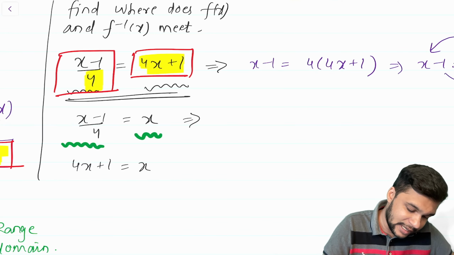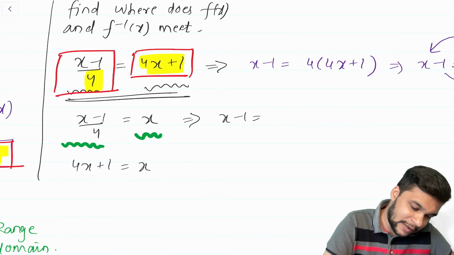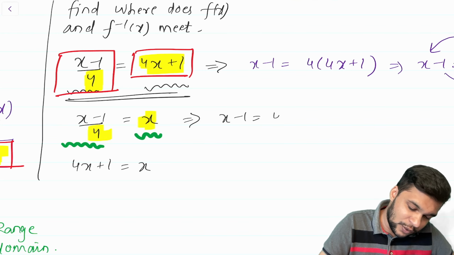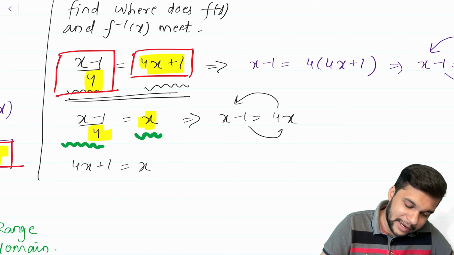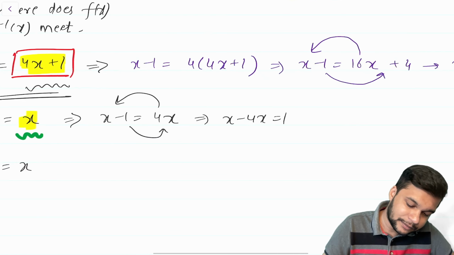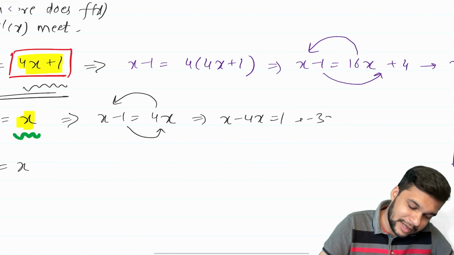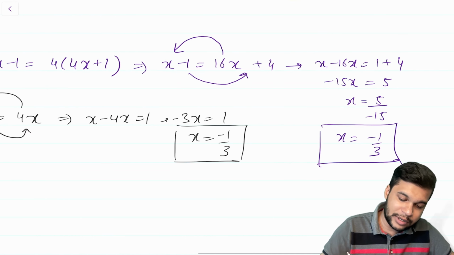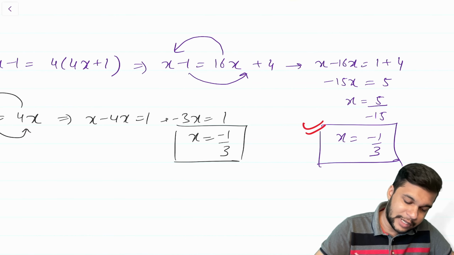So let's solve this. You have x minus 1 equal to, shifting 4 to the other side, 4x. Shift 4x towards the left, shift minus 1 towards the right. So this becomes x minus 4x equal to 1. So minus 3x equal to 1, x equal to minus 1 by 3. So that's what you got here.